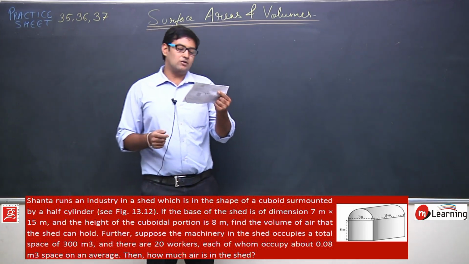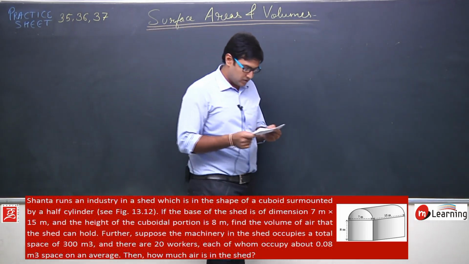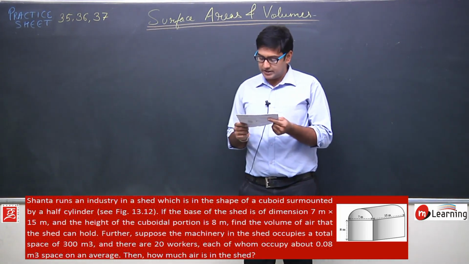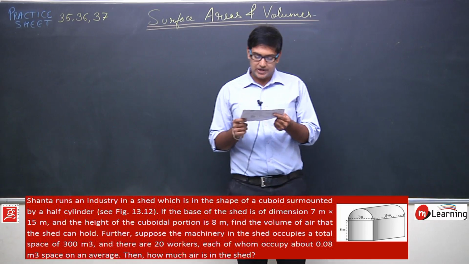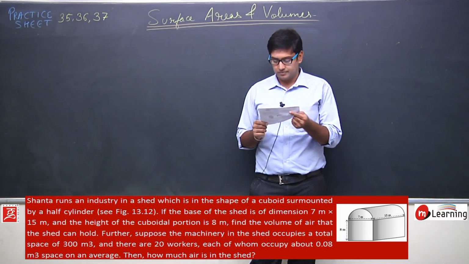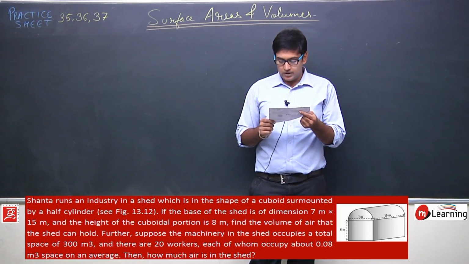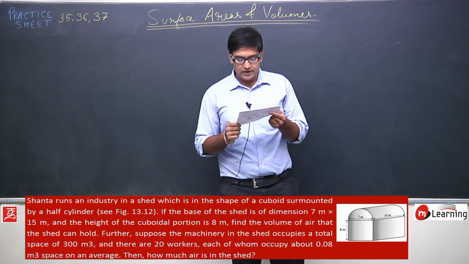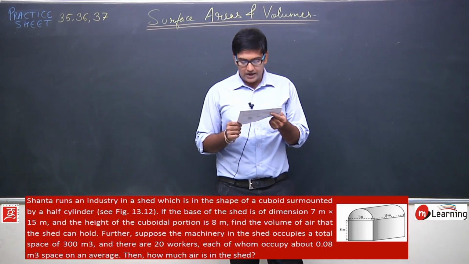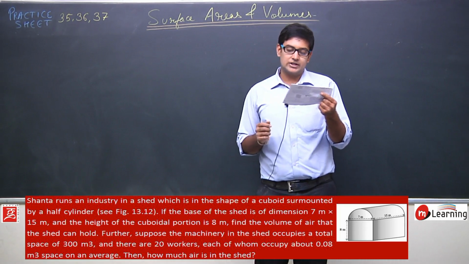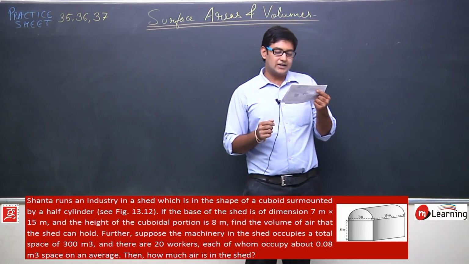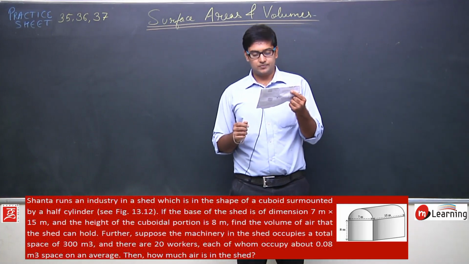Okay, let us now solve question number 35. Question number 35 says, Shanta runs an industry in a shed which is in the shape of a cuboid surmounted by a half cylinder. See the figure. If the base of the shed is of dimension 7 meter cross 15 meter and the height of the cuboidal portion is 8 meters, find the volume of the air that the shed can hold.